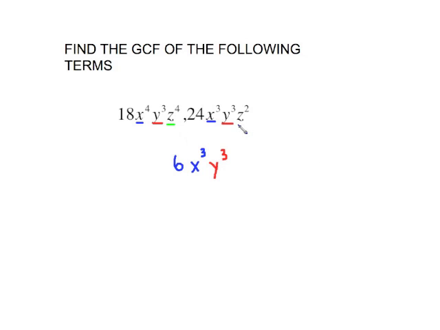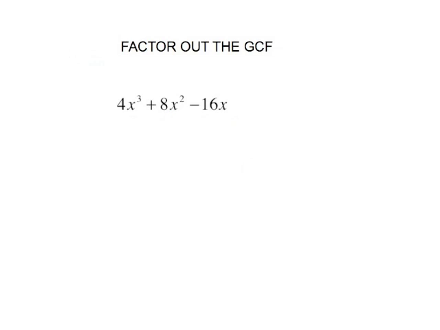And for the z's, z to the 4th, z to the 2nd, the least power that's there on the z is z to the 2nd. So this is your GCF. Now we haven't actually factored it out yet, we've just named the GCF. The next problem is you're going to be asked to actually factor out the GCF.